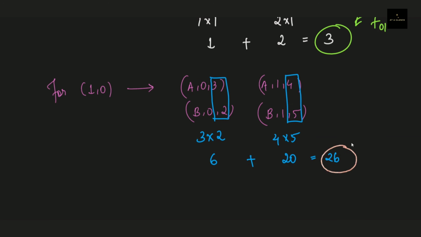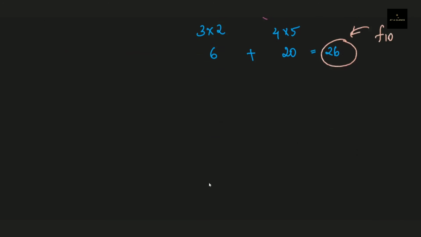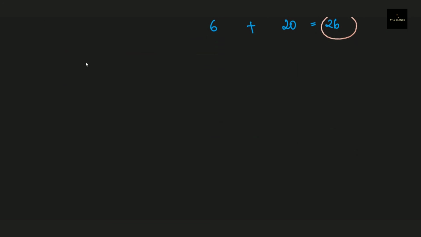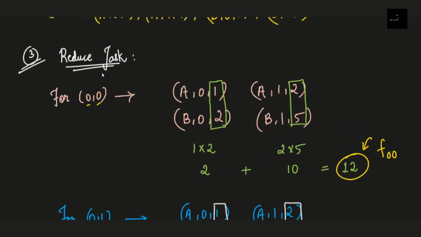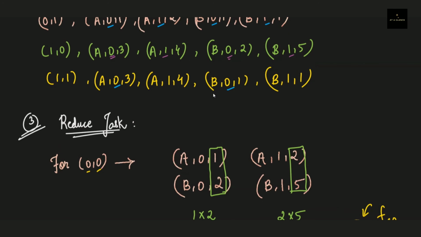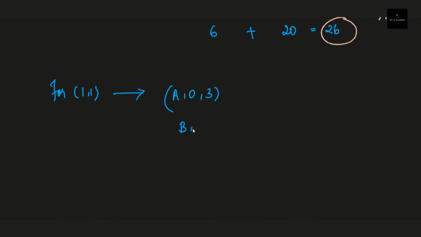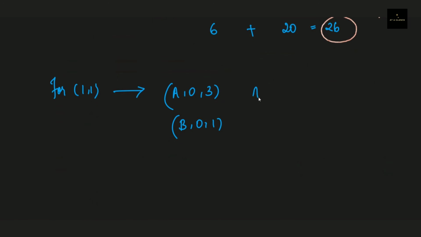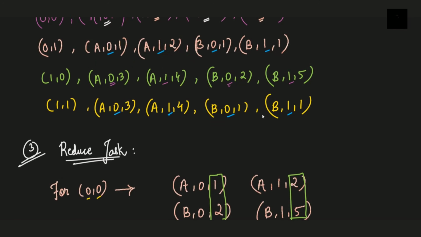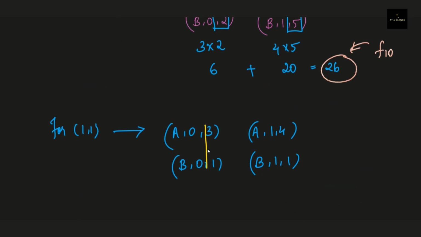And what is this 26? This is the element which is located at the index 1, 0 in the matrix F. Now similarly we'll perform these operations for the last key. So let me quickly write all the values which contain the same j value in separate columns. So here it will look something like this. A03 and B01 will come in one single column and A14 and B11 will come in the next column.